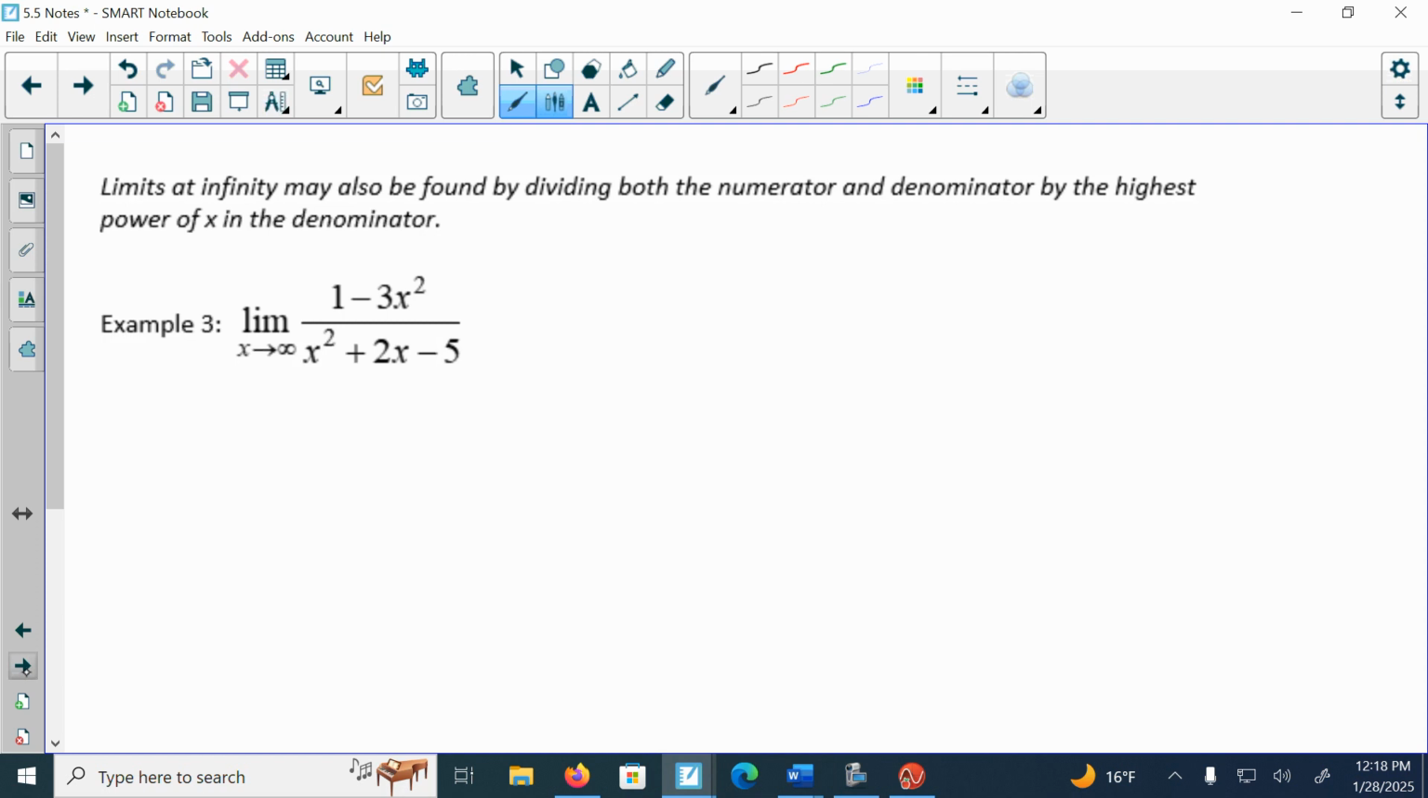So what all that is saying is that if I take everything and divide it by x squared, I could take 1 over x squared, because that's the highest power in the denominator, minus 3x squared over x squared, and this would be x squared divided by x squared plus 2x divided by x squared minus 5 divided by x squared. So I just divided every single thing in this by x squared.